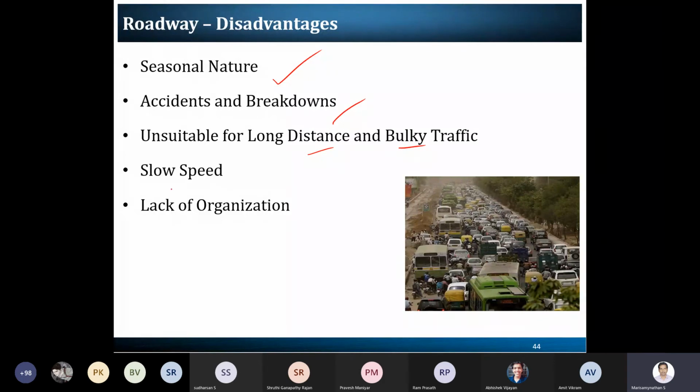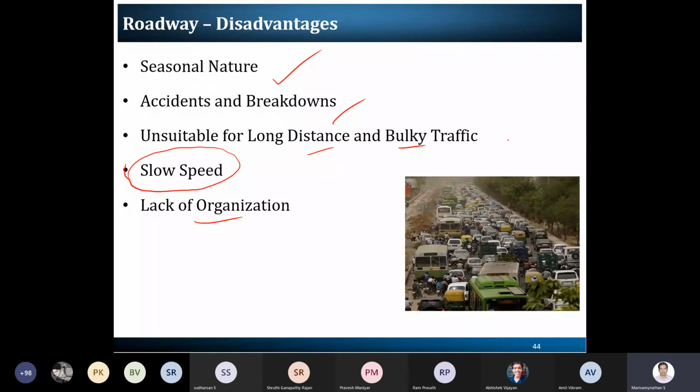When it comes to city areas, as discussed earlier, during office hours the speed is ultimately affected: a 30 minute journey takes more than 1 or 2 hours in a metropolitan area. Lack of organization, finally, there is no lane discipline. Everybody mixes together; there is no lane discipline for the car, the auto rickshaw or the buses.